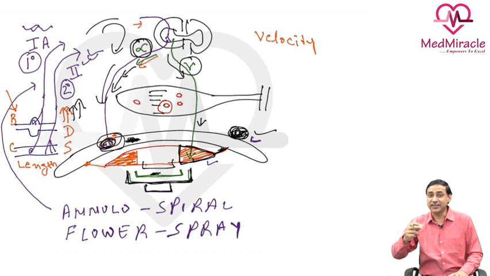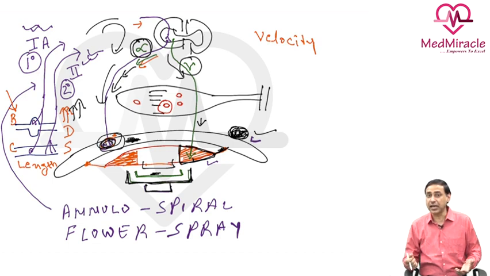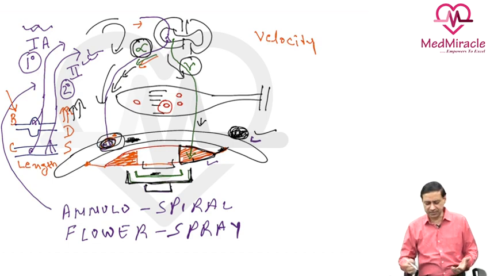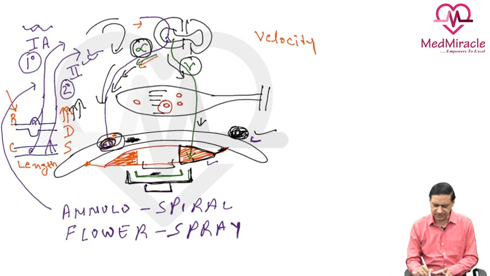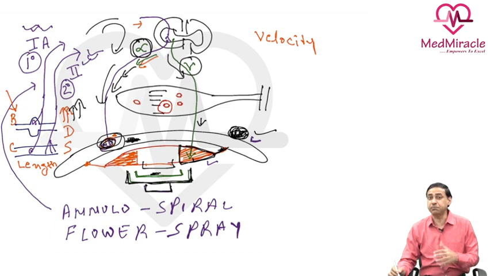So what will happen? The dynamic stretch reflex will increase, so you will get hyperreflexia. Static stretch reflex is also increased through nuclear chain fiber and you will get hypertonia. So hyperreflexia and hypertonia. This is the characteristic of upper motor neuron lesions. Is it clear? It's okay.